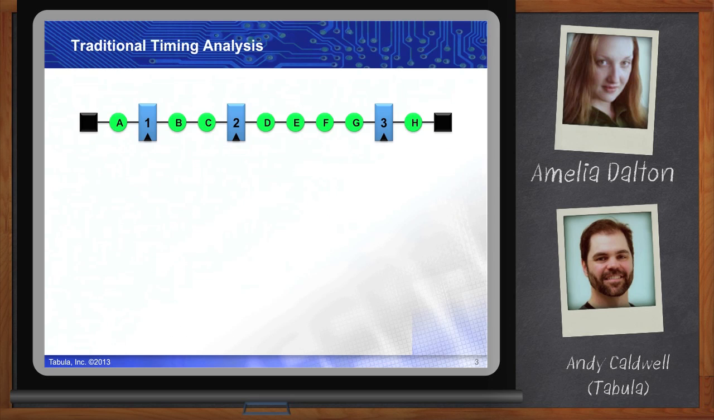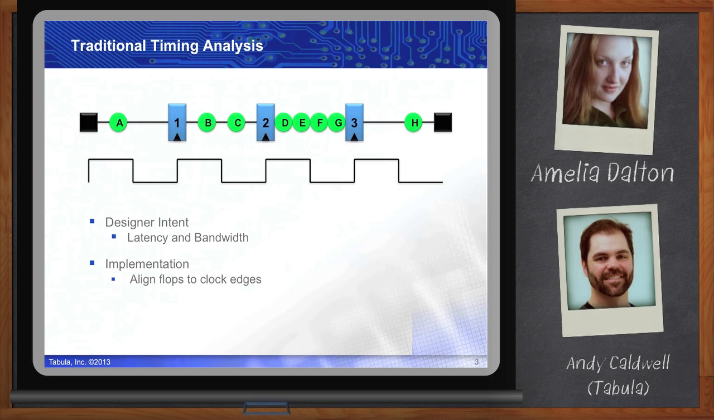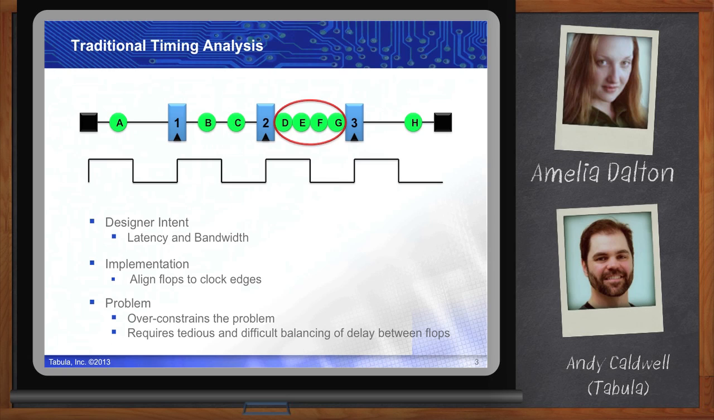Much of it comes from an over-constraint of the problem that happens in traditional timing analysis tools. Okay. The designer's actual intent was overall latency and bandwidth of the design. Latency is the amount of time the signal takes to propagate from the inputs all the way through the design to the outputs, and bandwidth is the amount of computation you can do per second. Right. That was your actual design specification. Unfortunately, traditional timing analysis tools implement this specification by placing the additional constraint that all the flops align to a clock edge. This significantly over-constrains the problem because every flop-to-flop path must meet that one-cycle clock period.